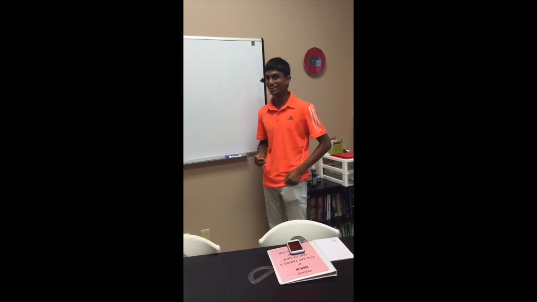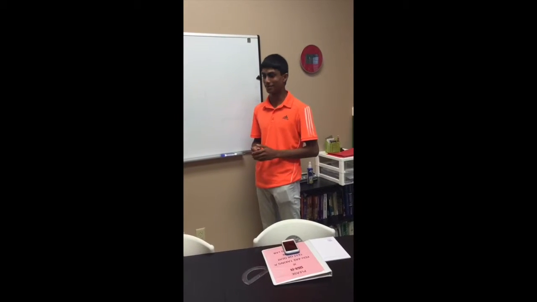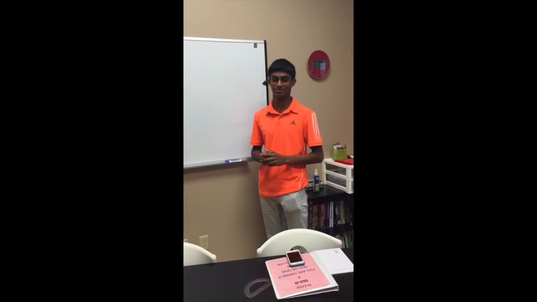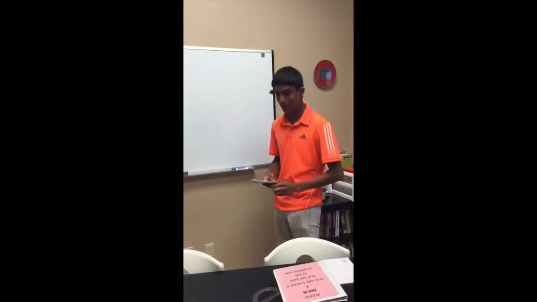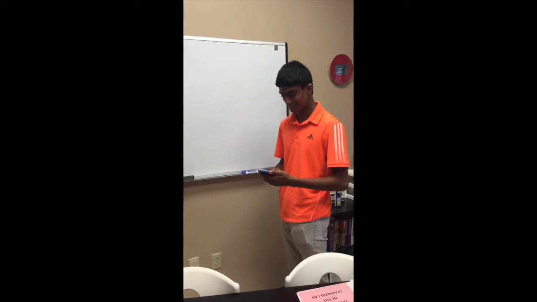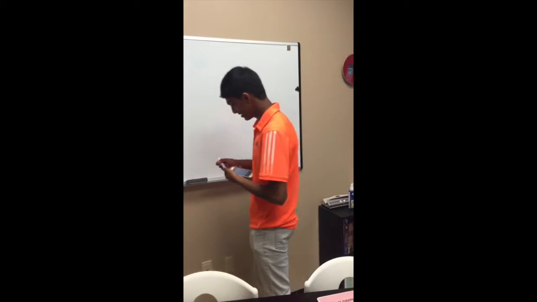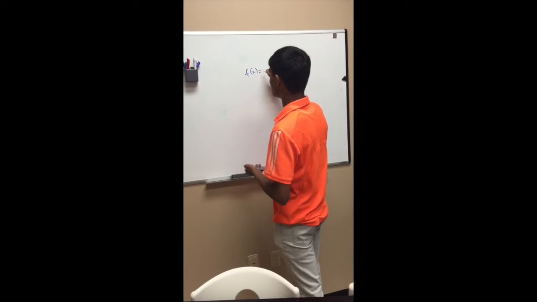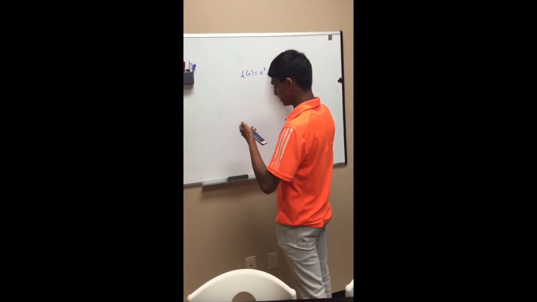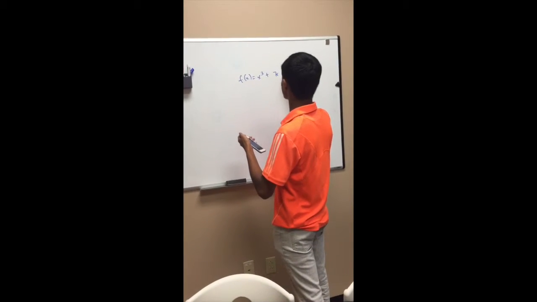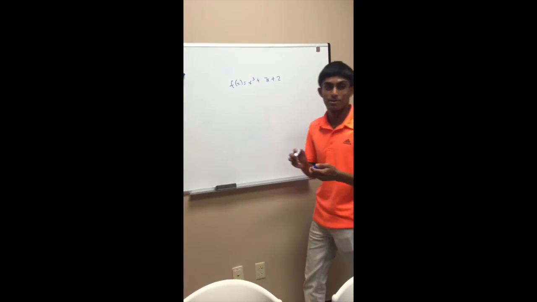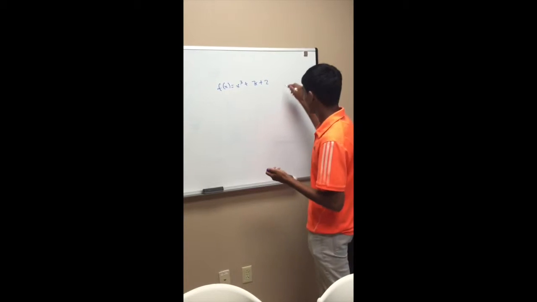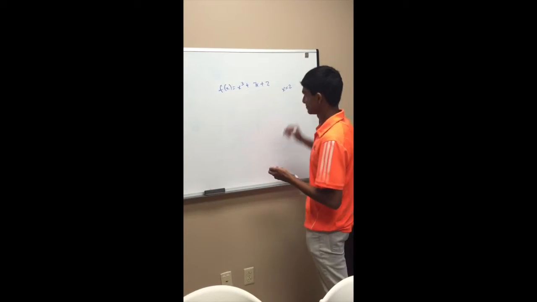Hello! Today we're going to be learning about how to find the tangent line of a function using the derivative. Our problem is, given f of x is equal to x cubed plus 7x plus 2, we're supposed to find the tangent line of this function at the point x equals 2.